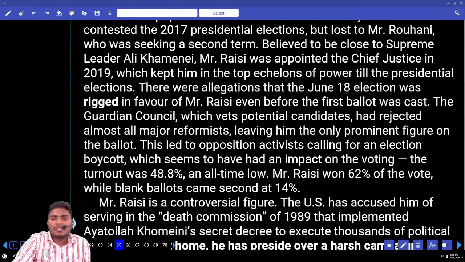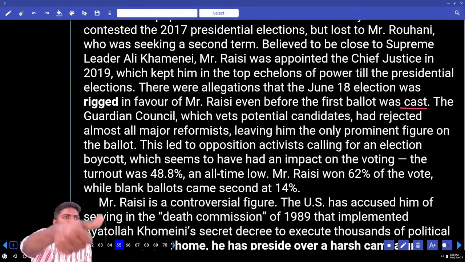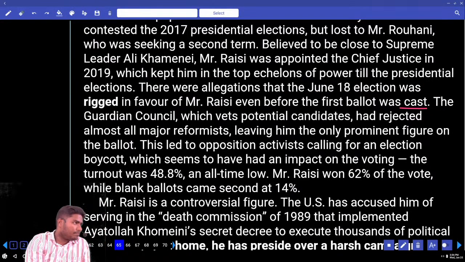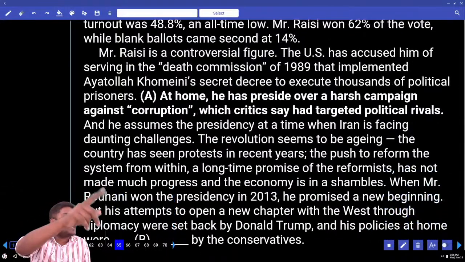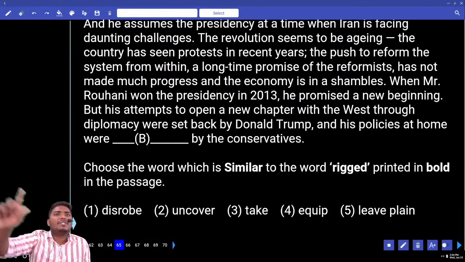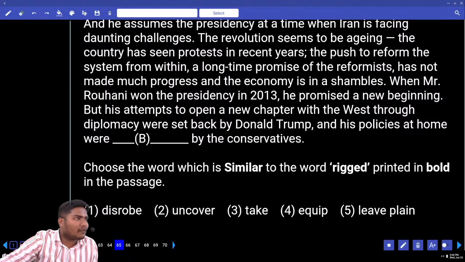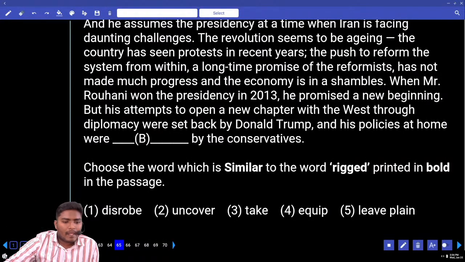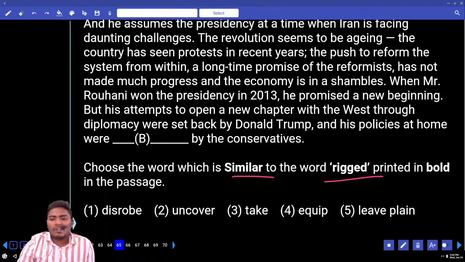Write down: casting the vote is nothing but placing the vote. Taking part in the election is casting the votes. Now rigging. What do you mean by rigging? Rigging is manipulating. Manipulating the votes in support of somebody, that is called rigging. Okay. Now choose a similar word for the word rigged.